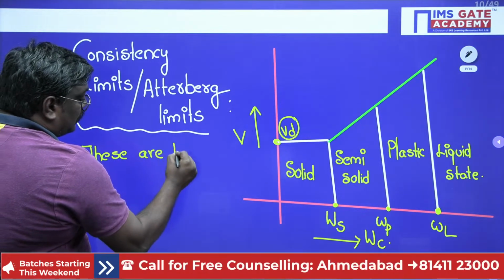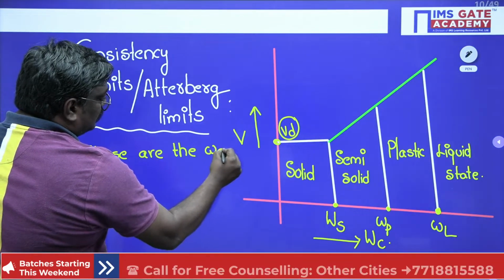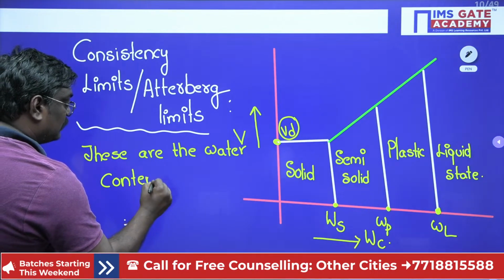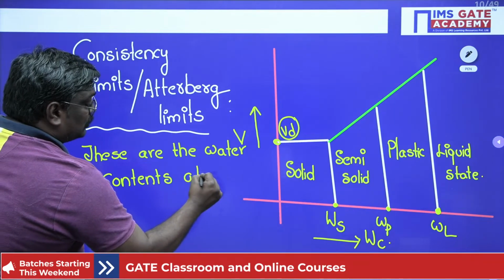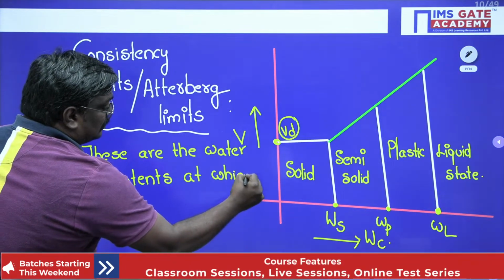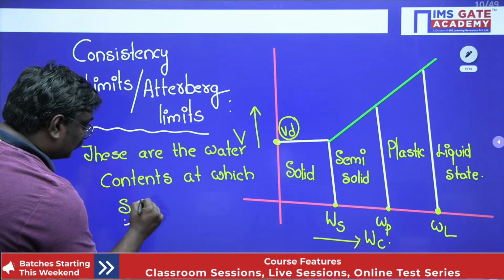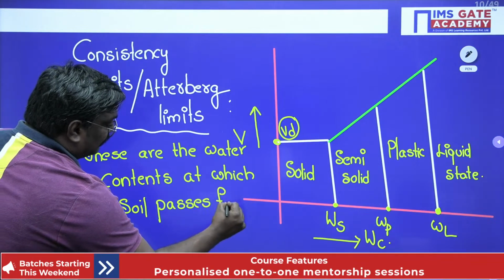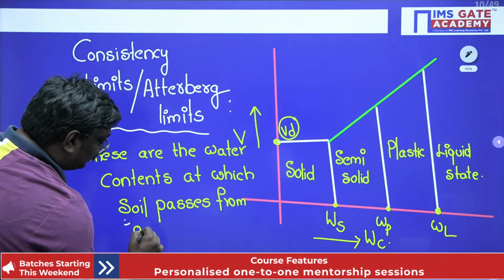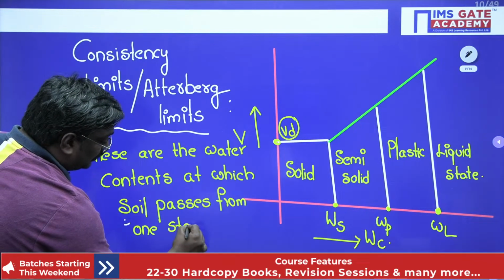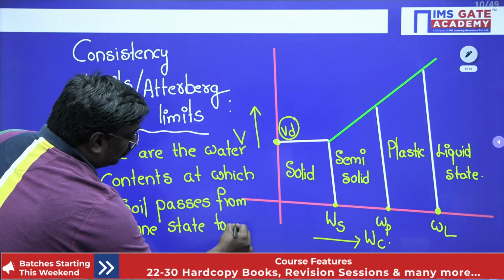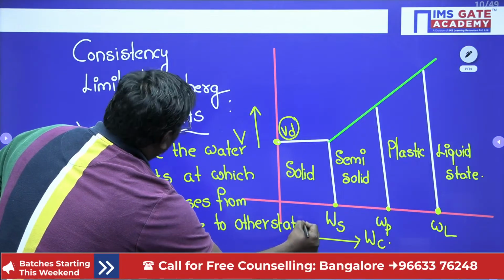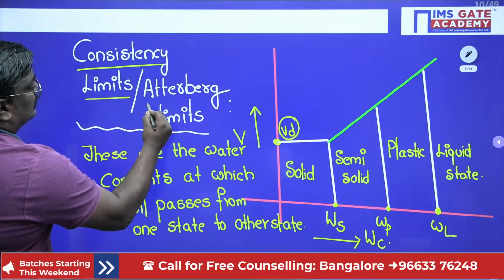These are the water contents at which soil passes from one state to the other state. Okay, I hope you are clear with the Atterberg limits or consistency limits.